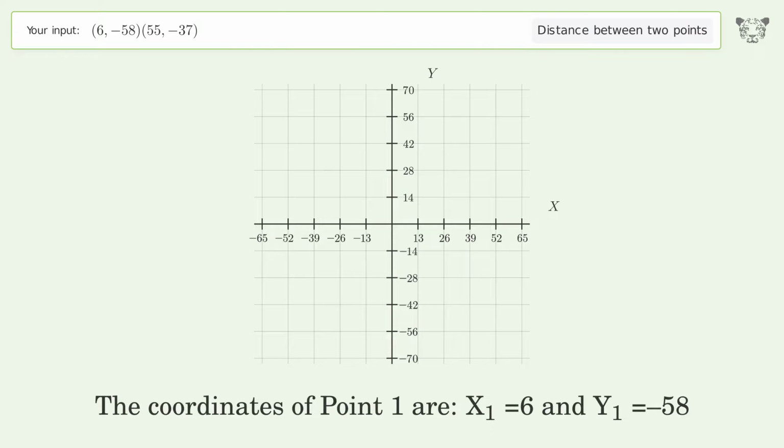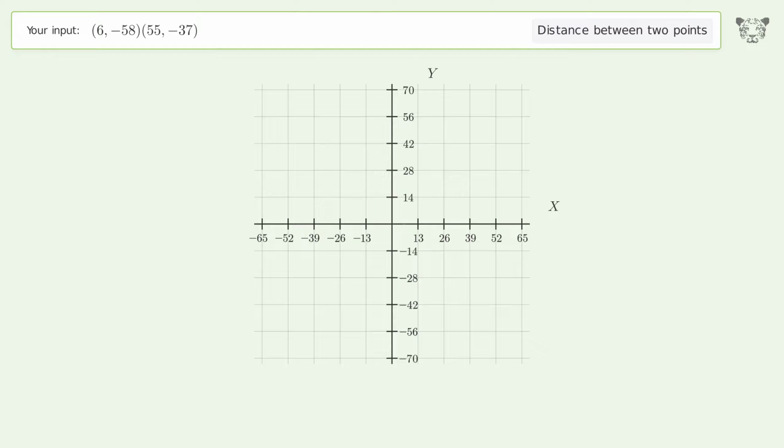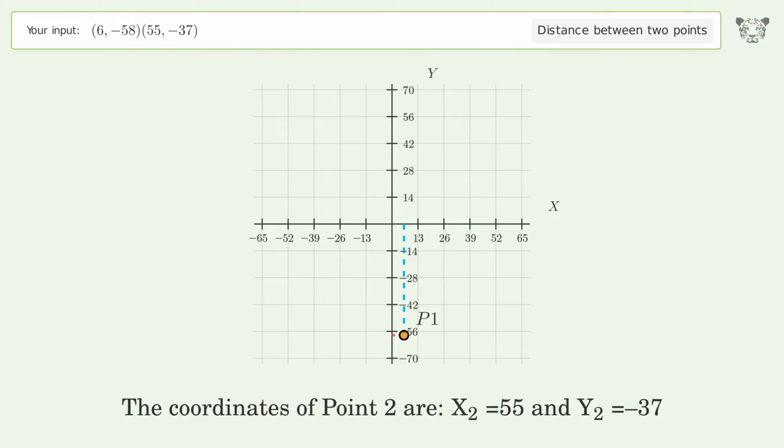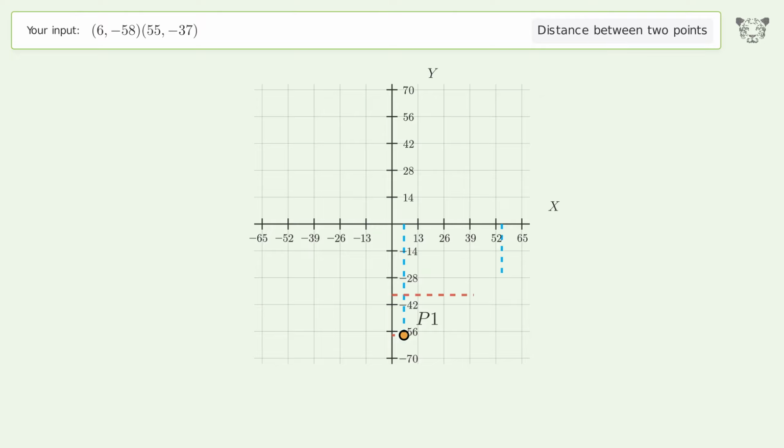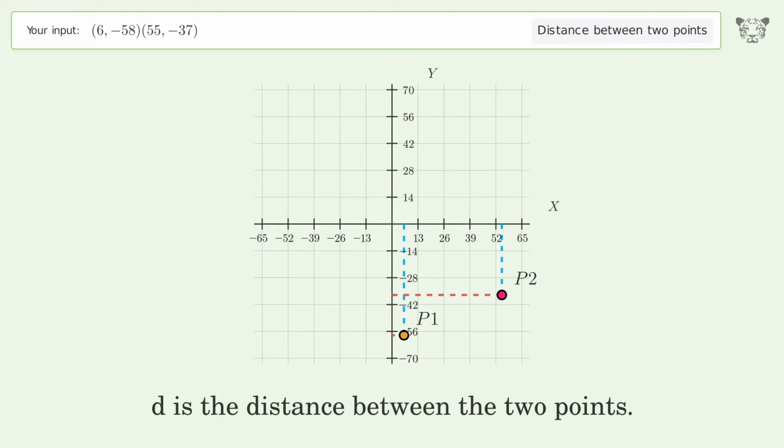The coordinates of point 1 are x1 equals 6 and y1 equals negative 58. The coordinates of point 2 are x2 equals 55 and y2 equals negative 37. D is the distance between the 2 points.